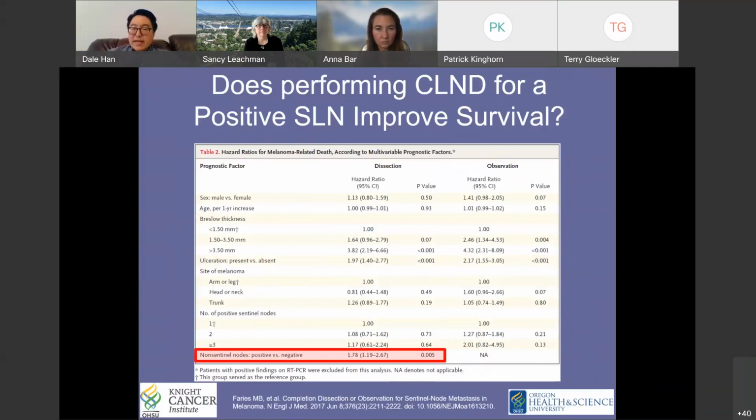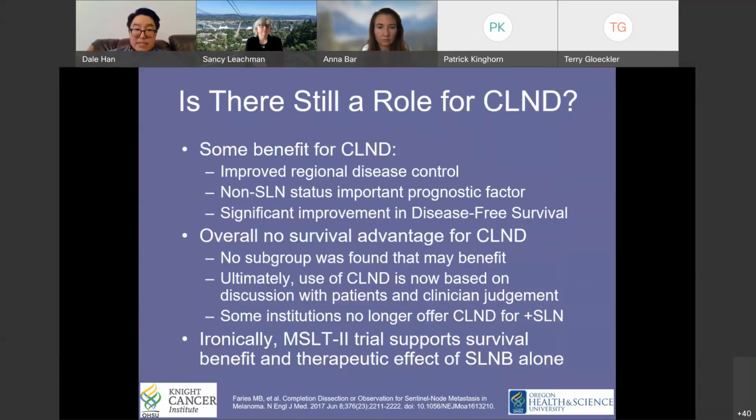The other thing to note is that when they did their analysis looking for predictors for outcomes in patients who had a positive sentinel node, what they found was that patients who had additional nodes with melanoma, in those patients who had a completion lymph node dissection, actually had much worse survival. So similar or analogous to the sentinel node biopsy data, doing the completion lymph node dissection did provide important prognostic information.